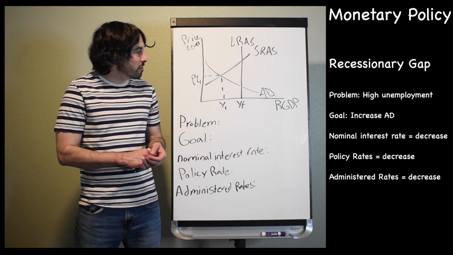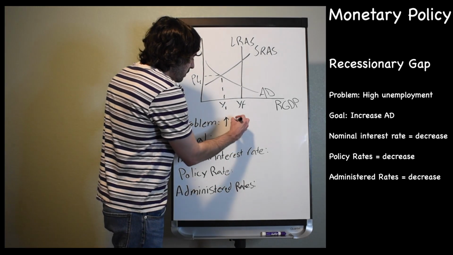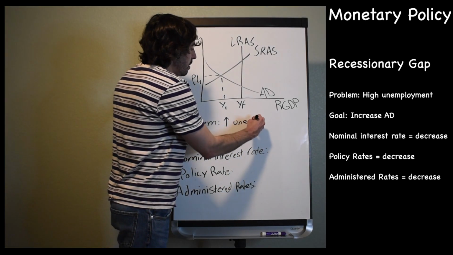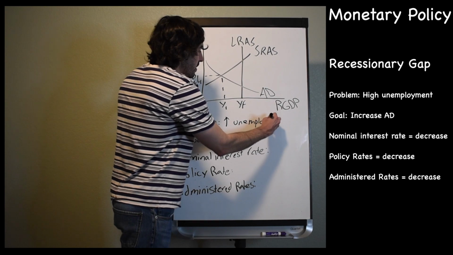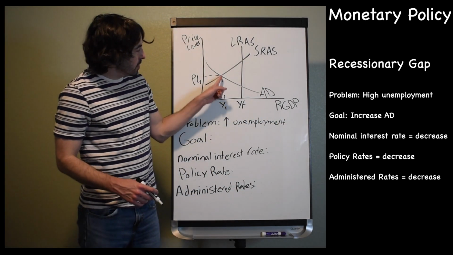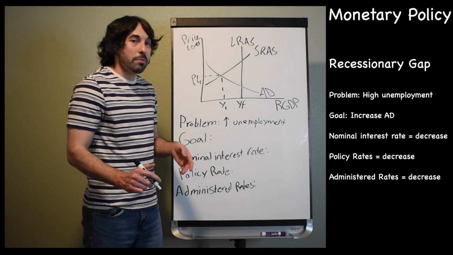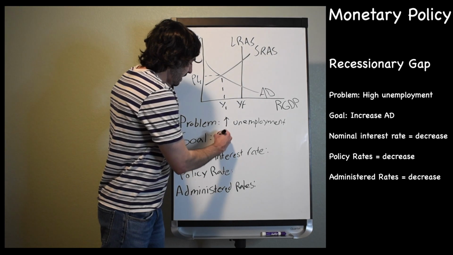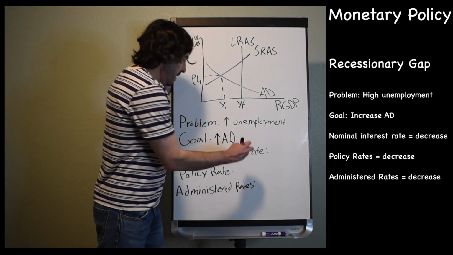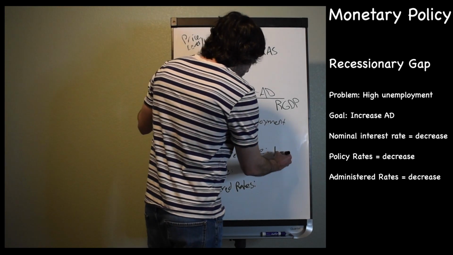So first, let's look at a recession. Remember, in a recession, our big problem is high unemployment. Too many people don't have a job. My handwriting is terrible. Our current output is less than our potential output, so we have high unemployment. Our goal then is to get people to buy stuff again. We need to increase aggregate demand, and the Fed can do that by trying to lower the nominal interest rate.